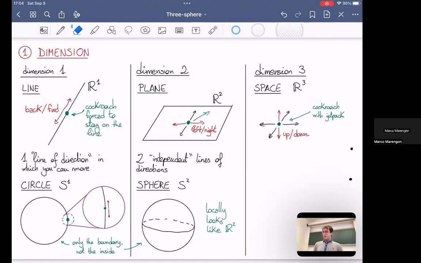So here we have the space as an example, we call it R3. And you may have noticed that there is a pattern. We have R1, the line in dimension 1, R2, the plane in dimension 2, R3, the space in dimension 3. And then we have S1, the circle in dimension 1, S2, the sphere in dimension 2. So the question is, is there an S3?